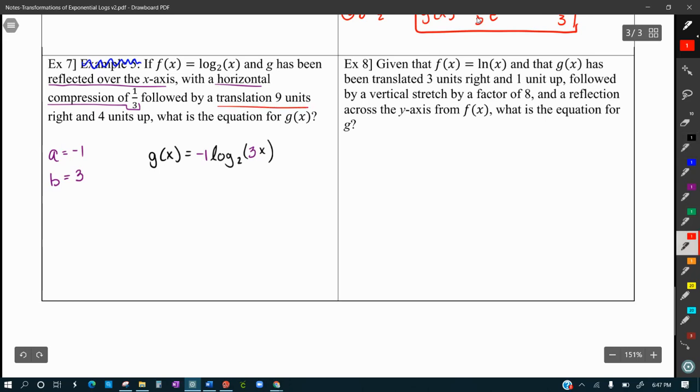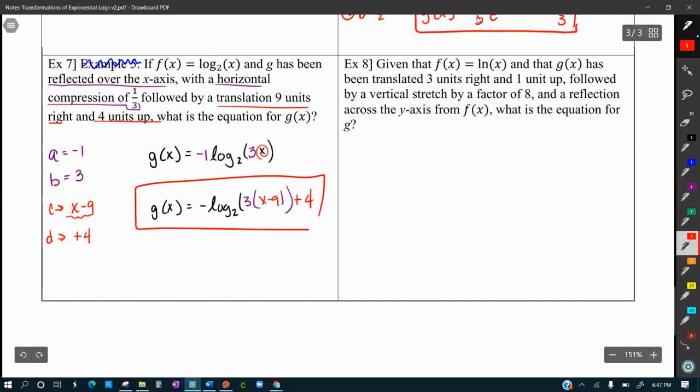Then it says followed by a translation 9 units right and 4 units up. So c is the 9 units to the right, x minus 9. d is our 4 units up with a plus 4 at the end. So our second set of transformations will be a negative log base 2 of, and remember, 3 has to stay on the outside of another set of parentheses because this x gets replaced with the entire x minus 9. So now we have 2 parentheses instead of just 1. And then our d is plus 4 at the end.